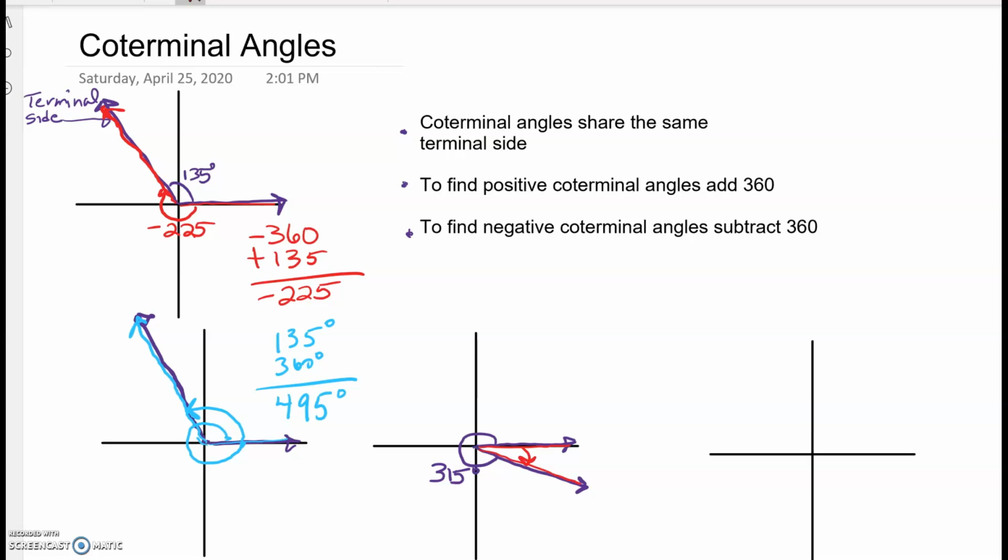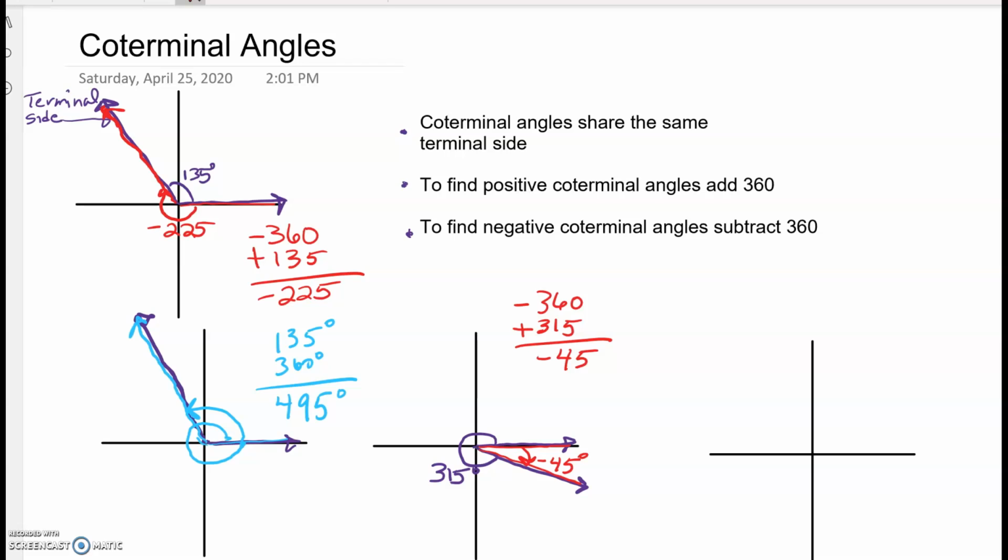Well, my negative coterminal angle would be one that started here and went to the same side. So if I took negative 360 and I added 315, that's going to give me negative 45 degrees. Yeah, that's definitely not accurate, but it's in the same quadrant, and that's all that's important. It would be a little bit further. Here would be negative 45 degrees.